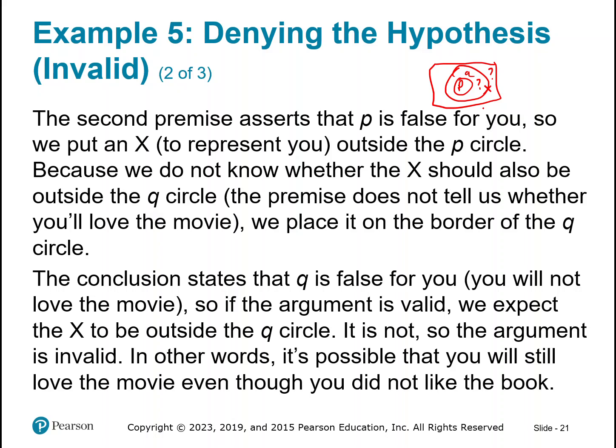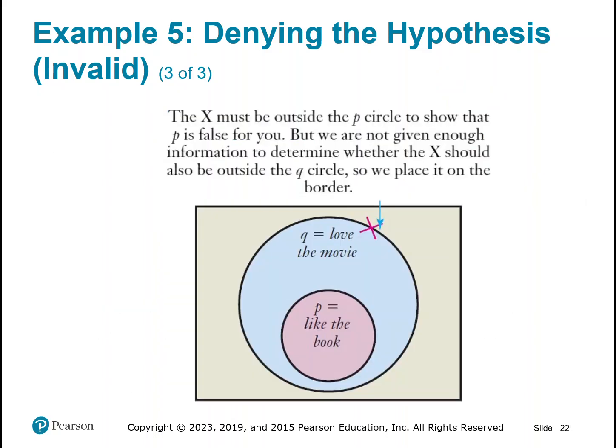The conclusion states that Q is false for you. You will not love the movie. So if the argument is valid, we expect the X to be outside of the Q circle. But it's not. So the argument is invalid. In other words, it's possible that you will still love the movie even though you didn't like the book, and that happens for me quite frequently. Like one, but not the other. And this is exactly what our Venn diagram looks like. So I like it. We did well. Good job.